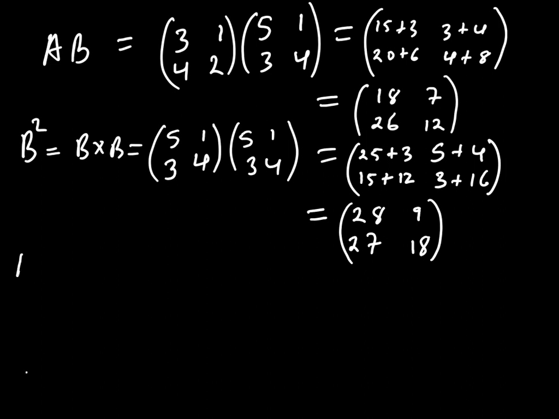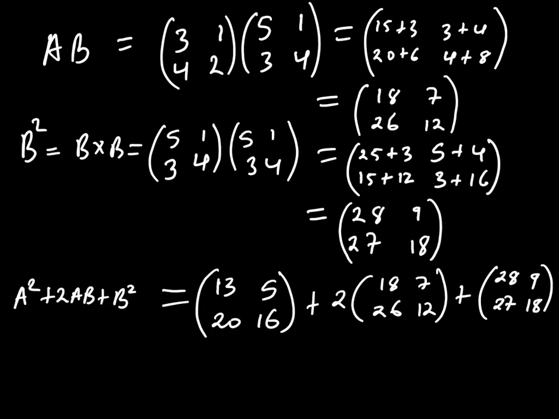Now we need A squared plus 2AB plus B squared. Remember, let me shift it down. This is equal to A squared. Let me get reminded of A squared first. So it's about substituting what we have obtained before. This is the matrix we got for A squared. Then this is AB, but we are going to multiply it by 2. Then this is B squared.